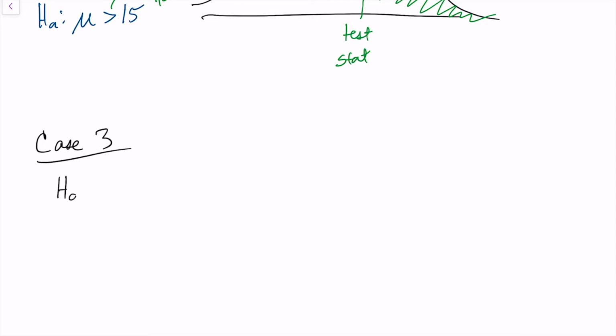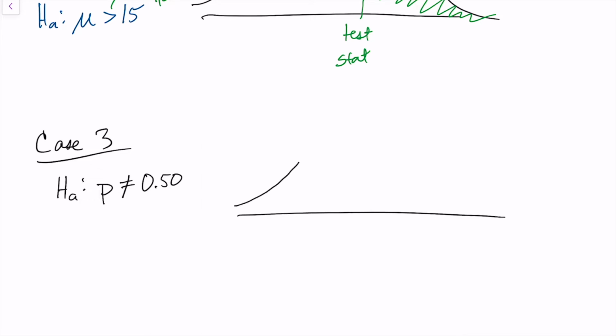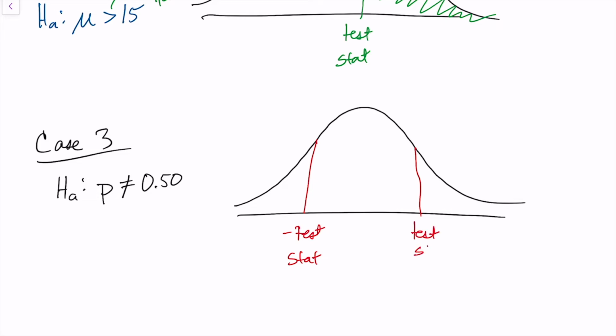So let's say our HA is, let's go back to population proportions. Let's say we're testing if our proportion is not equal to 50%. Well, what in the world do we do with that? Well, what this scenario looks like is that we're going to have not one test statistic, but two. And the only difference between them is that one is a negative. So this is our negative test statistic. And one is a positive, and it's equal distance from the center there. So this is the positive version of the test statistic.